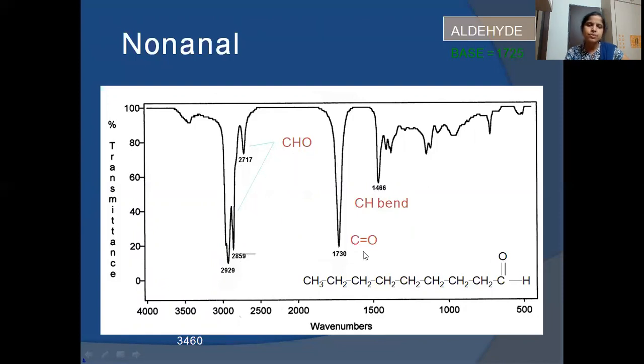Suppose you are not able to say by looking at the band at 1700 whether it is an aldehyde or ketone, you have to look for these bands. When you have 2800 and 2700, two bands appearing, that is because of the aldehyde C-H stretching vibrations, which is due to an aldehyde functional group. And this at 1400 is a CH bending. Understood? So an aldehyde will have Fermi resonance bands along with the C=O group.